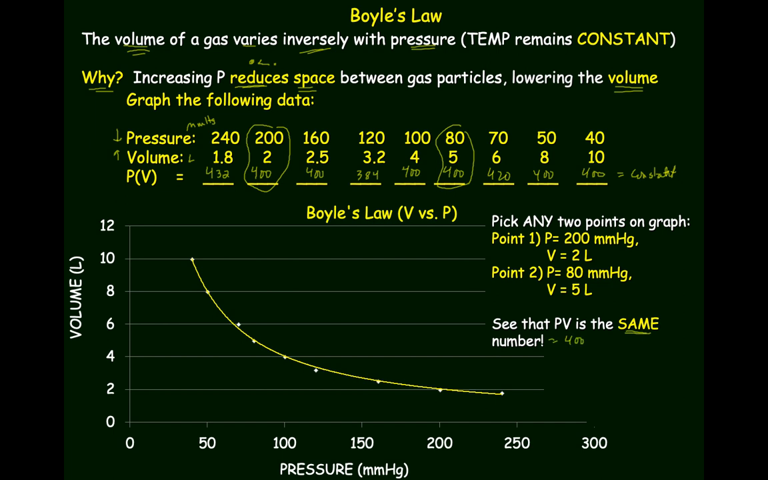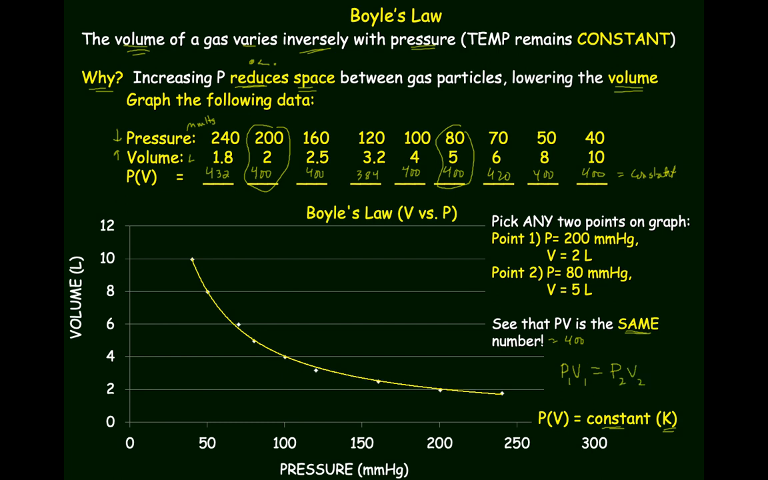Now, the 400 doesn't have to be for every gas. This just happens to be for our measurements here. So really, what we can do is say that P times V equals a constant. So we really could say that the pressure times the volume at one instance is going to be equal to the pressure times the volume at any other instance.